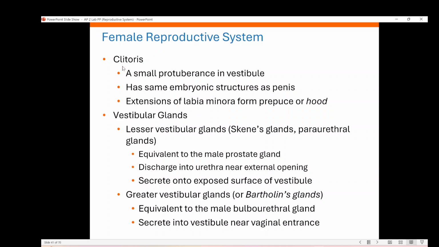So the female also has an exposed area within the vulva known as the clitoris, right? This is similar to the male penis. This is a homologous structure to the male penis. We're only seeing a portion of the clitoris that's exposed. Just like in the male, where the penis extended into the pelvic cavity, it does the same thing in the female.